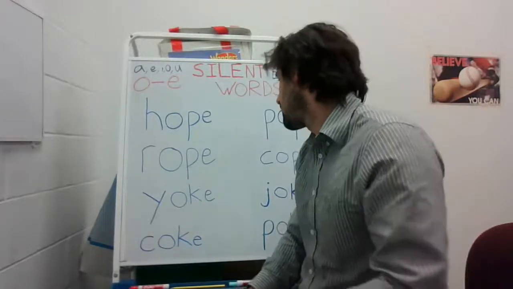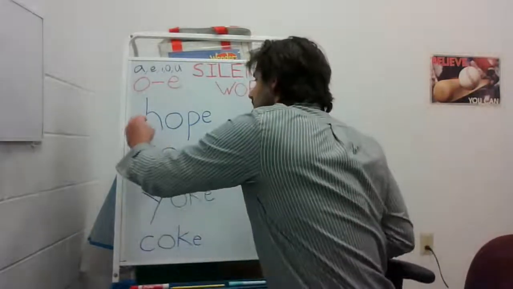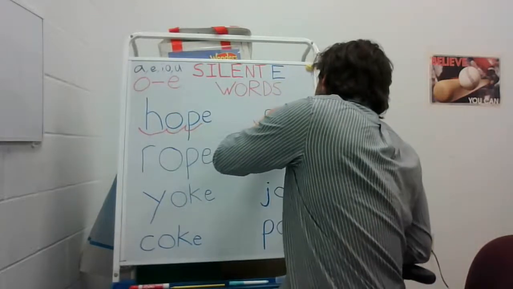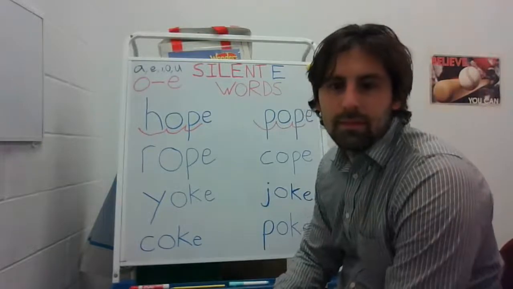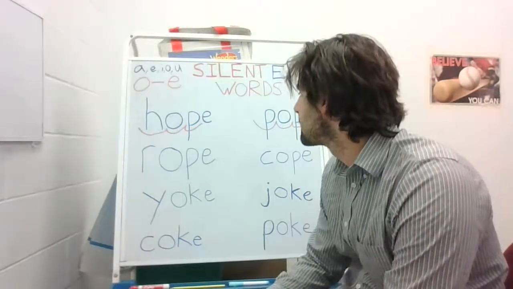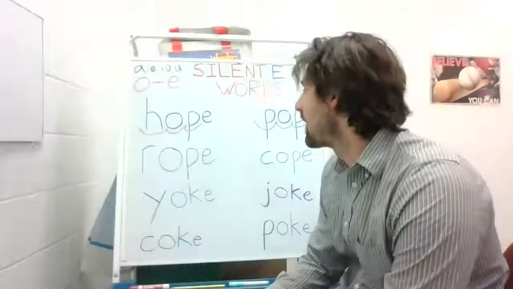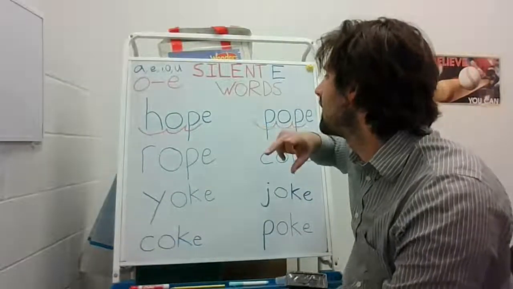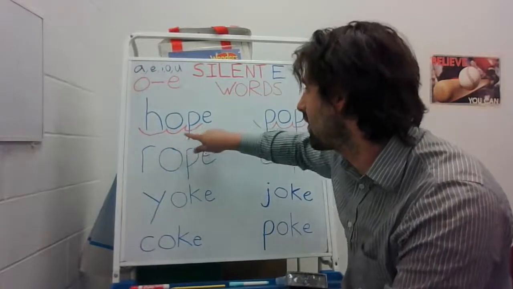All right. So what I am going to do is blend the sounds together. I am going to say each sound and say the whole word. Now, if you're wondering how come I didn't put a loop around the letter E, I think a lot of you already know the answer to that, but I'm going to tell you anyway. The reason that I don't put a loop around the letter E is because the letter E doesn't make a sound. I only looped the letters that actually make sounds in this word. The letter E is silent.